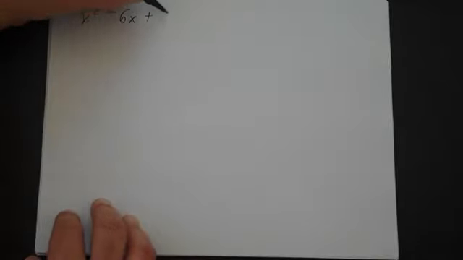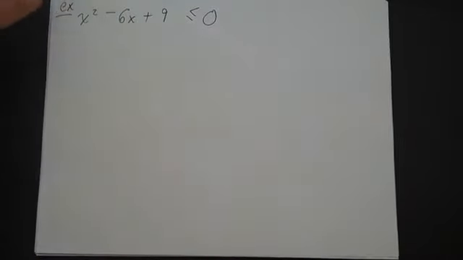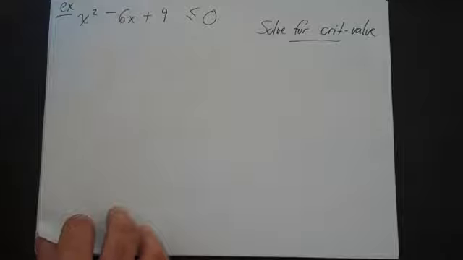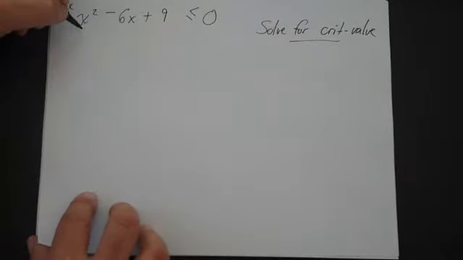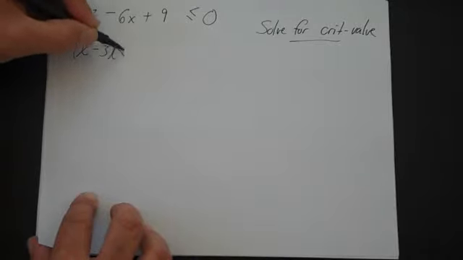So let's say we have x squared minus 6x plus 9 is less than or equal to 0. That's an example. The first thing you're going to do is solve for the critical value, and that's where the x-intercepts are. In this case, I'm going to factor. You're always going to use factoring or the quadratic formula. This, I think, is going to be x minus 3, x minus 3.